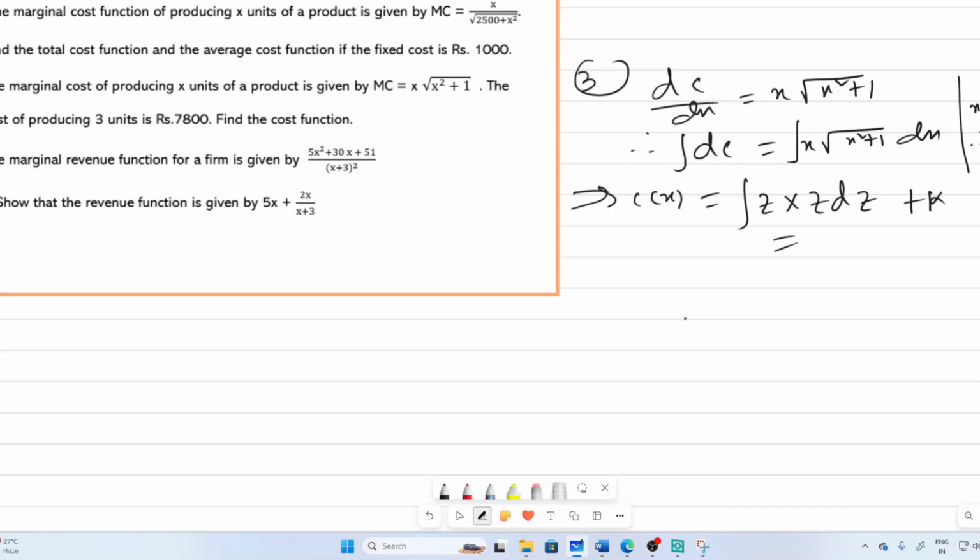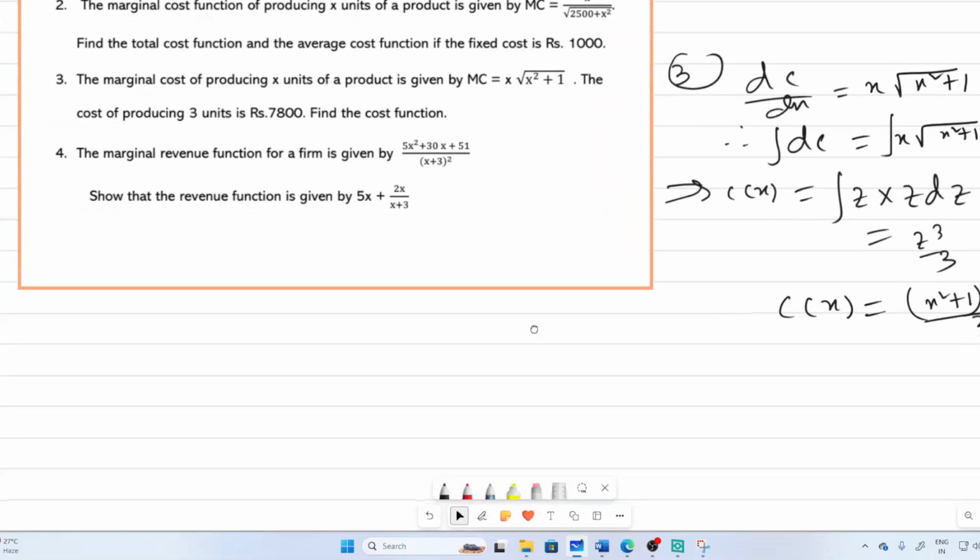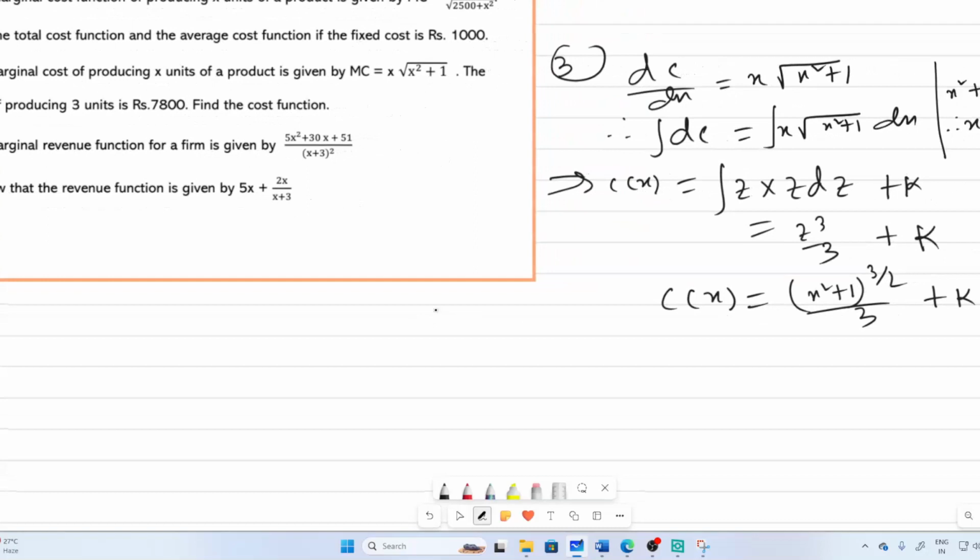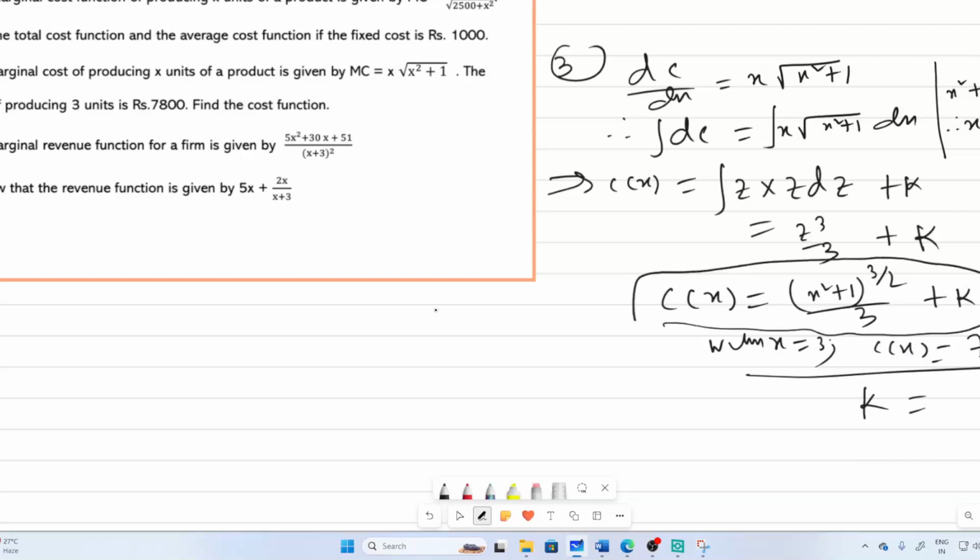So z square, z cube by 3, this plus k. So c(x), now you put z, z is x square plus 1 to the power 3 by 2 by 3 plus k. Now for this sum, an initial condition is given, cost of producing 3 units. So you put when x equal to 3, c(x) is 7800. Get the value of k from this condition and the cost function can be found out like the previous sum.